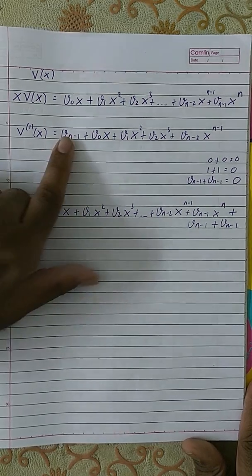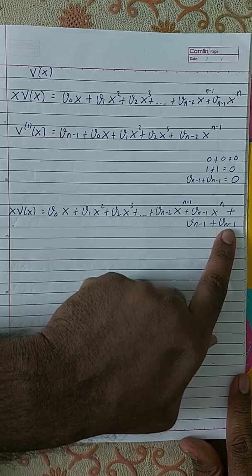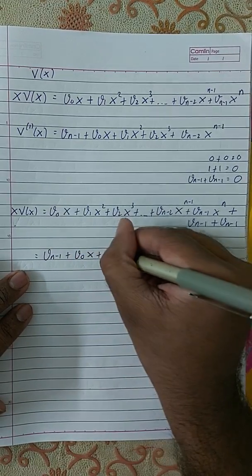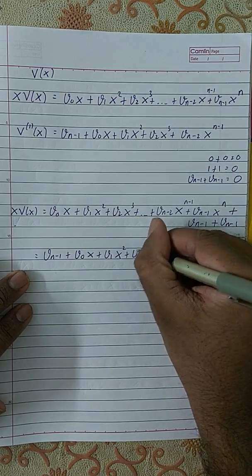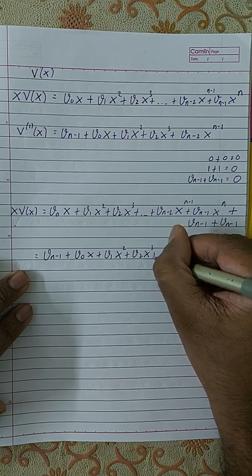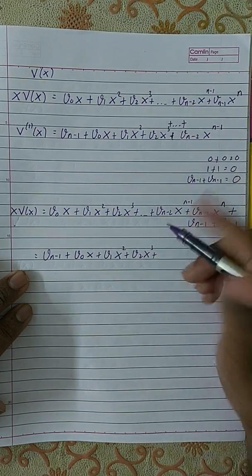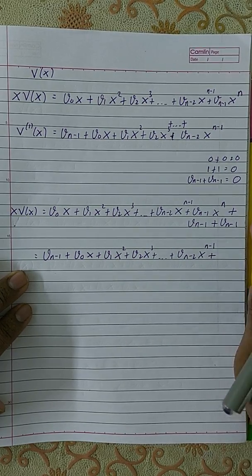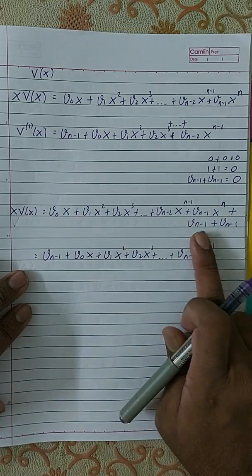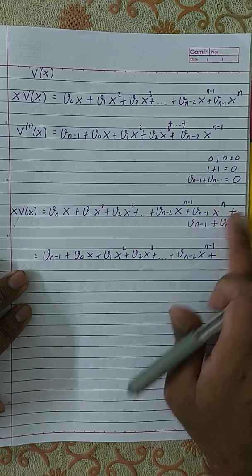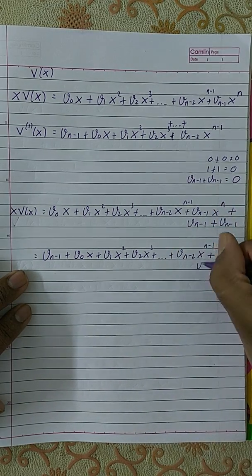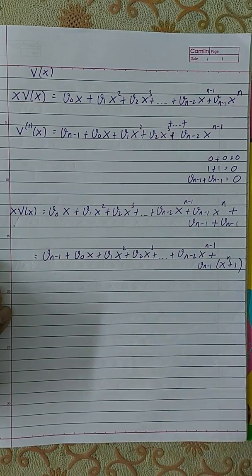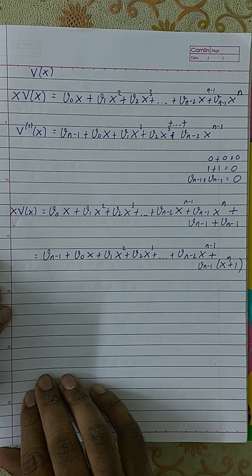Here the first term is vn minus 1. So I will take one vn minus 1 and put it over here. So I will get vn minus 1 plus v0x plus v1x square plus v2x cube plus, and it goes on, and you will get vn minus 2 x raised to n minus 1 plus the remaining term, vn minus 1 x raised to n plus vn minus 1. I'll take vn minus 1 common, so I will get vn minus 1 into x raised to n plus 1. This is what I will get over here.